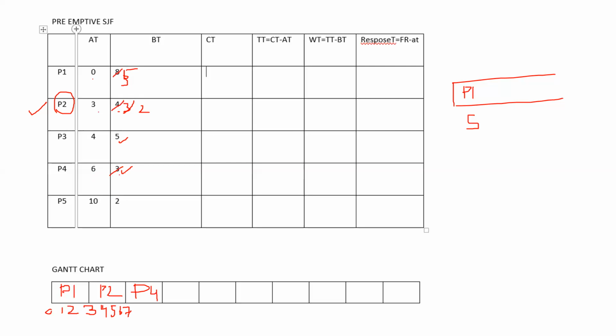So for P4, now 3 minus 1 is 2, right? So at the time of 8 nobody came. At the time of 9, did anyone come? No. So I am doing one more. Now one more is pending. Now the time of 10.